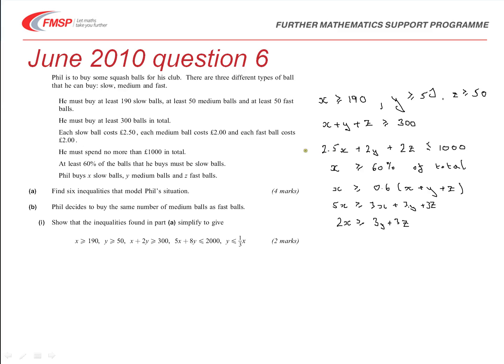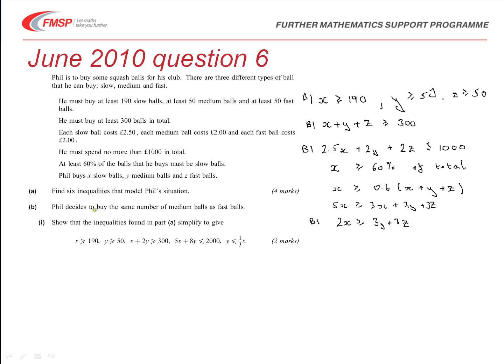There were 4 marks for this. We'd get 1 mark for stating those initial 3, 1 mark for the X plus Y plus Z greater than or equal to 300, 1 mark for the statement involving the total of no more than £1,000 being spent, and finally 1 mark for stating the inequality for the 60%. So that's part A completed.